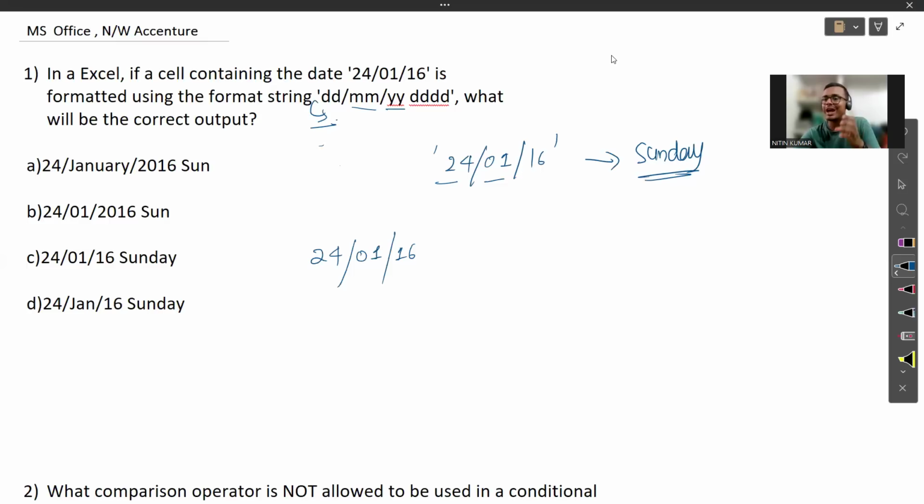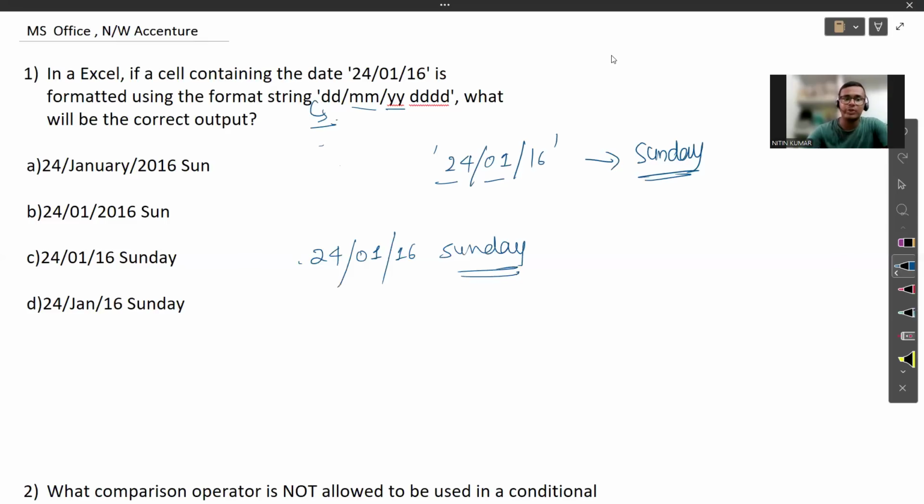If it could be Y, then we would have taken 2016. Okay, so this would be the answer for current, and the date is Sunday, so just take the Sunday. So this could be our correct output. So let's look at which output is matching with this.